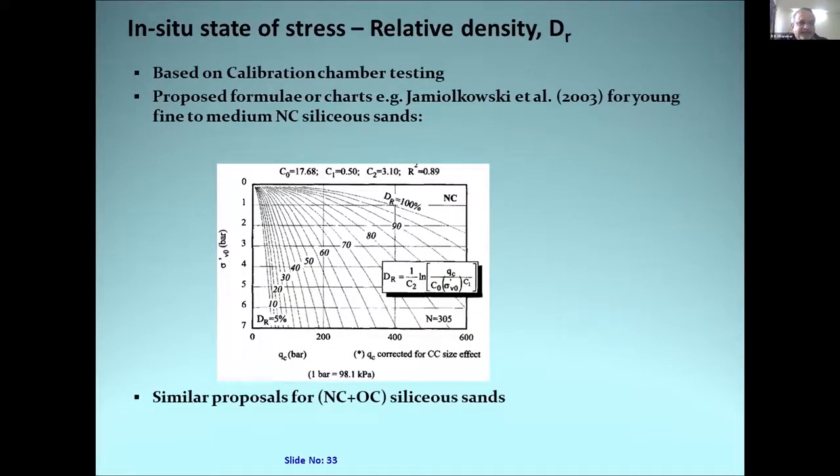Now, coming to relative density. It is basically based on all the calibration chamber testing. A number of proposals have been given by researchers. An example is by Jamiolkowski et al., 2003, for young fine to medium normally consolidated siliceous sands, and the chart is shown here. A similar proposal they also proposed for the combined normally consolidated and non-over-consolidated siliceous sands.